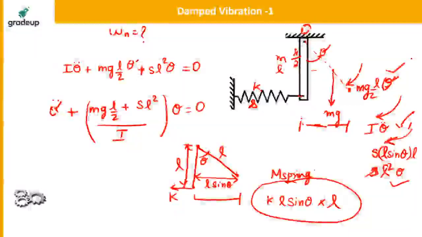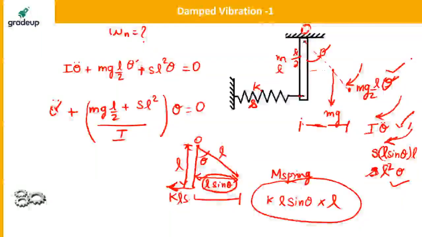Now, this will be L into sine theta, because this is the deflection. What is the deflection? L sine theta is the deflection. What is the moment about this point O? This is the distance L. So the force F is K into deflection, which is K L sine theta, into the length L.